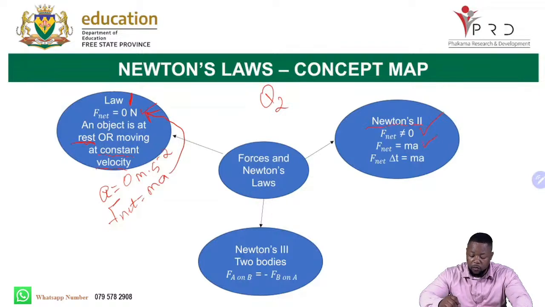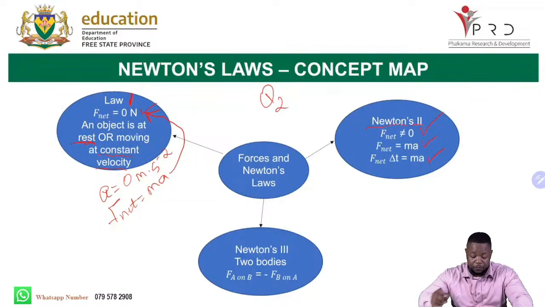The formula for Newton's second law of motion, we have already talked about it. F net is equal to ma, which you also need to be able to state in words. And we also have Newton's second law in terms of momentum, which you also need to be able to state in words. We are going to look at how to deal with those Newton's second law questions as we proceed with our lesson.